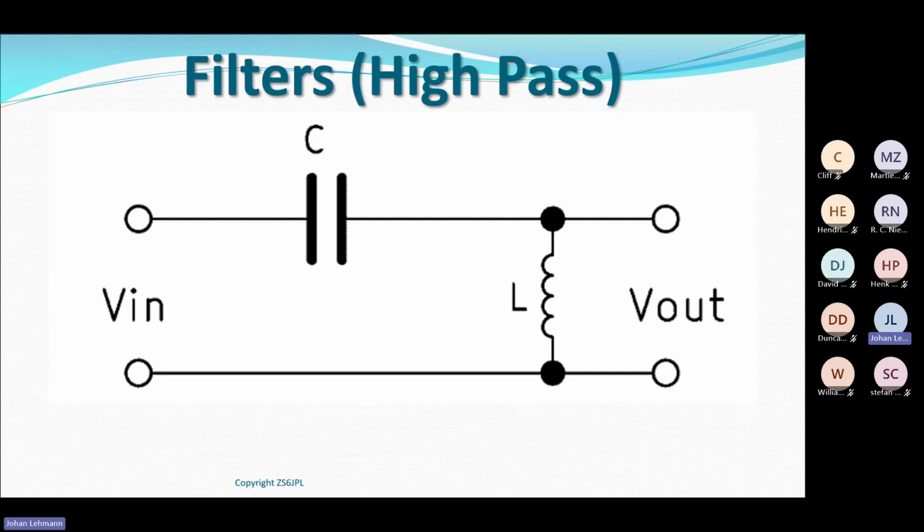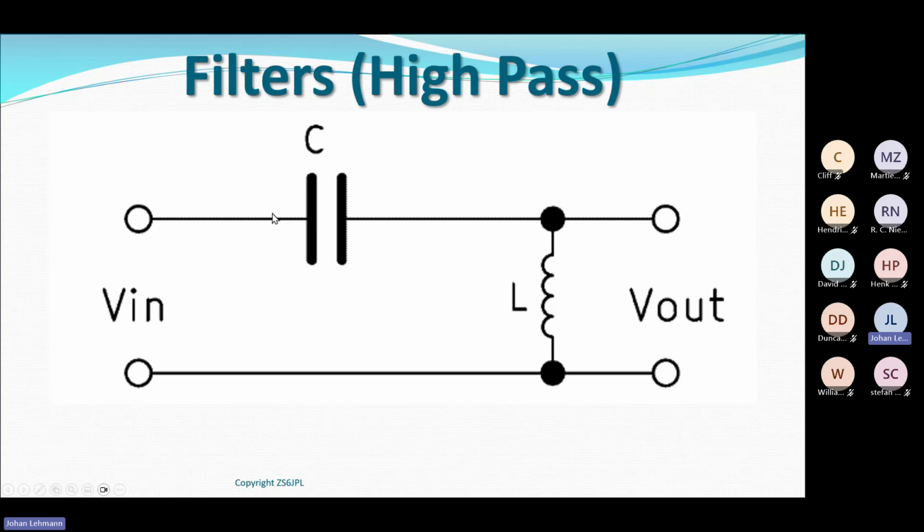High-pass filters now, the opposite. Low frequencies are not going to be able to pass the capacitor, because we said at low frequencies a capacitor is a high impedance and an inductor is a low impedance. As the frequency goes up, the impedance of the inductor goes up and the reactance of the capacitor goes down. So you can work it out for yourself.